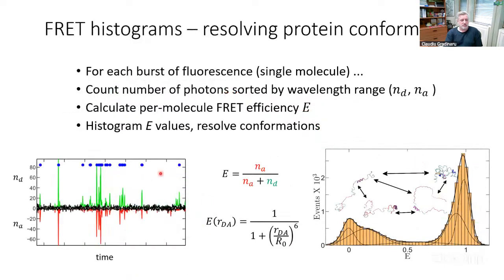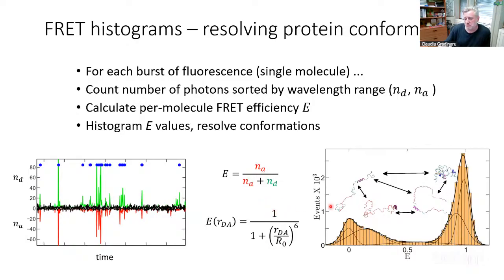So before I show you some examples of the data, what we do here is, again, I'm alluding to this train of bursts that comes out. We have some criteria to identify bursts above the background. We count the number of photons sorted by wavelength range and say, let's take this burst. I have, I don't know, maybe 60, 70 photons in this green burst and a similar number of photons in the red burst. Then you take a ratio between red versus total, and that we call the efficiency of energy transfer, right? If you have 0 over N_D, that's a zero efficiency, that would be here. If N_D is much smaller, then you have close to 1, which is here. Anything in between, you get intermediate FRET efficiency, right?